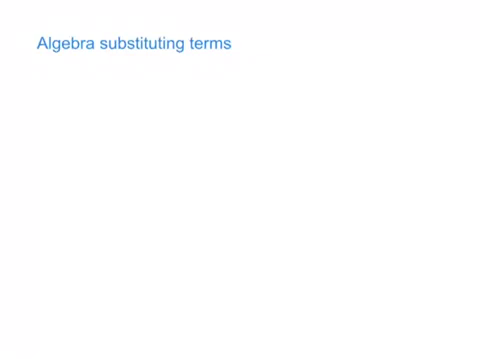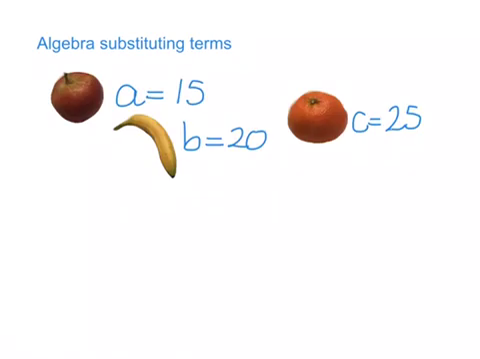This video is looking at algebra when we are substituting values in for the terms. I'm going to use the price of different items of fruit as an example. I've been told that A is equal to 15. That could be that A is the price of an apple, so A is 15. B is 20, that could be the price of a banana is 20p, and C is 25, so the price of a clementine is 25p.